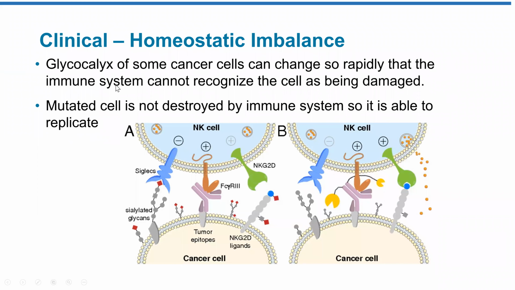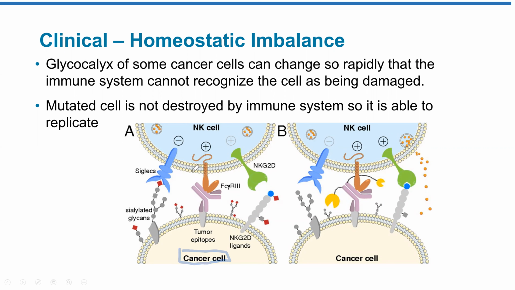Homeostatic imbalance. The glycocalyx of some cancer cells can change so rapidly that the immune system cannot recognize the cell as being damaged. The mutated cell is not destroyed by the immune system, so it is able to replicate. Just to add to this, here's the cancer cell, and you do have cells of your immune system, natural killer cells. Their function is to recognize and destroy cancer cells.